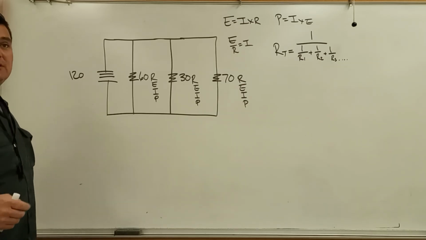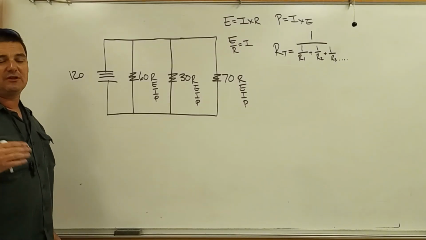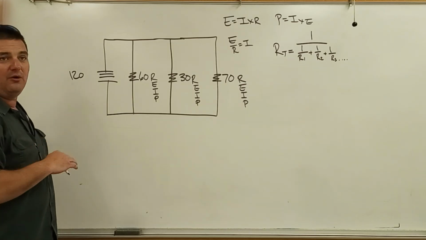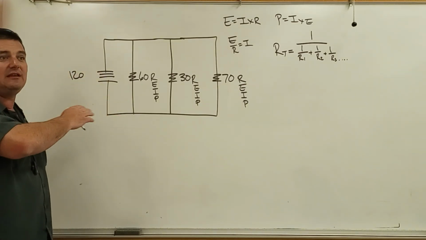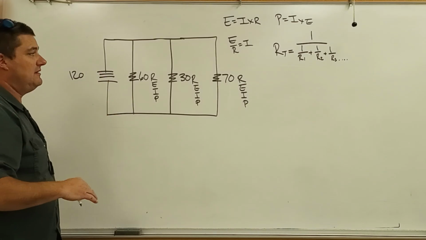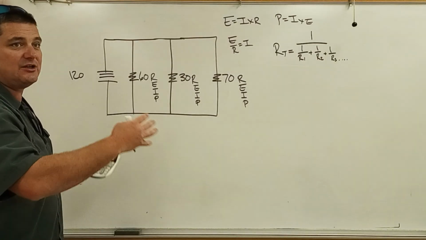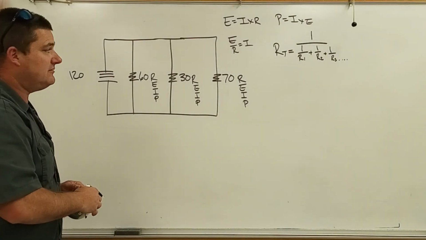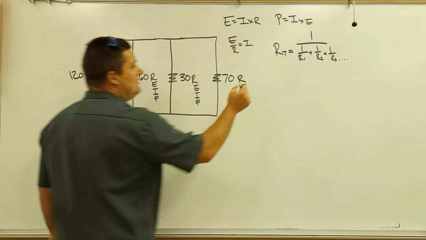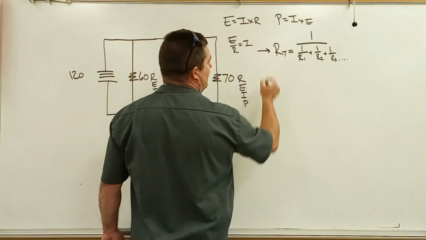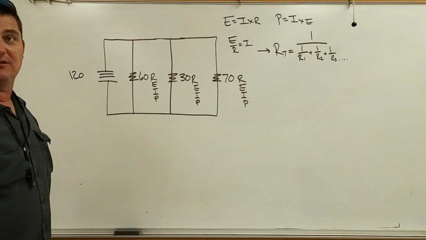The three rules that we're going to add, solving for Ohm's law: the voltage is going to be constant in the parallel circuit. The current is actually going to add together. And then when you're adding the resistors in parallel, you want to apply that formula right here.